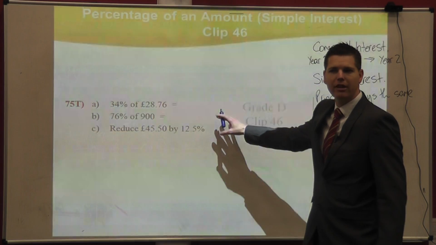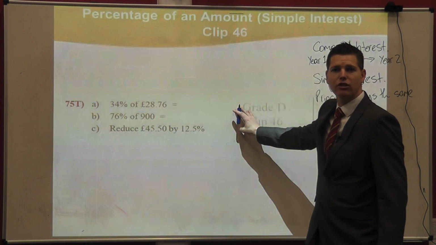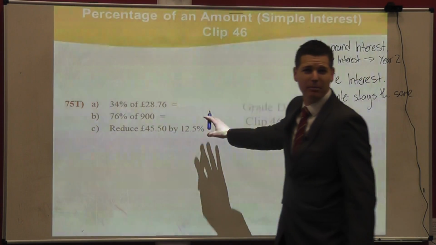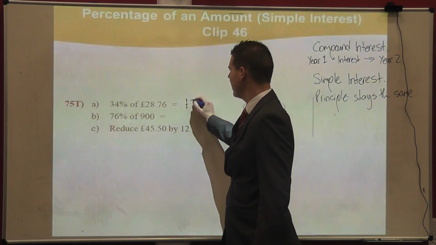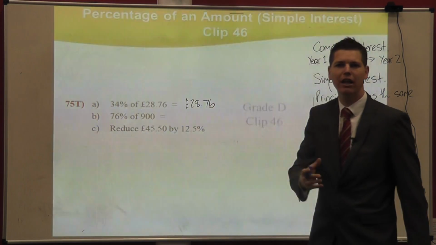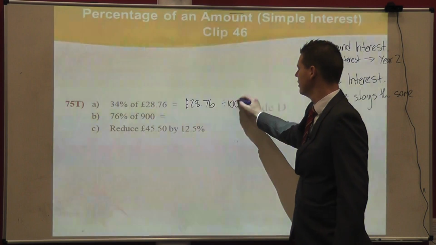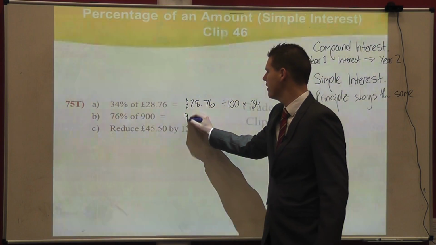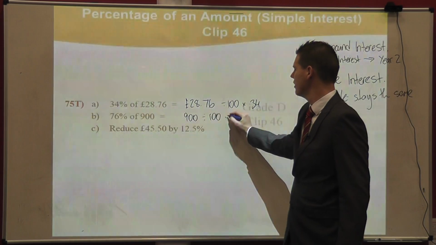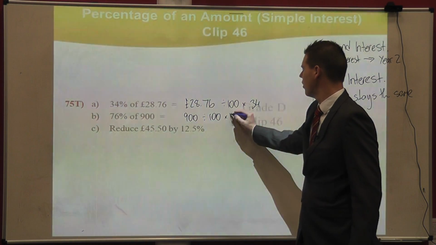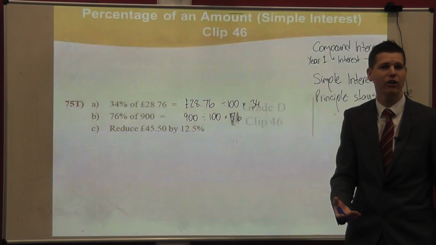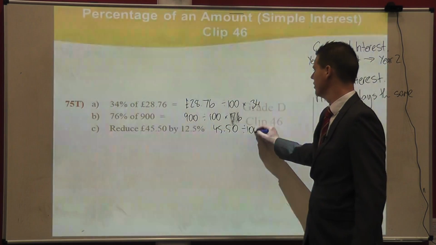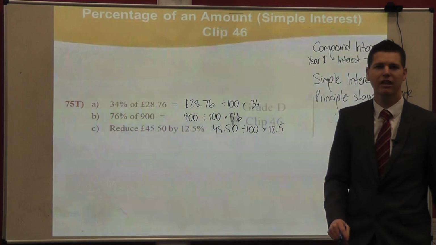On top of that, you need to then know how to calculate the percentages of amounts. So to calculate the percentage of an amount is very easy. You just do £28.76, and then on a calculator, we divide by 100 and times by 34. If I wanted to work out 76% of 900, we start with 900, we divide by 100, times by 76. That's it. That's how we calculate a percentage of an amount on a calculator. £45.50 divided by 100 times by 12.5. That's how you calculate percentage.